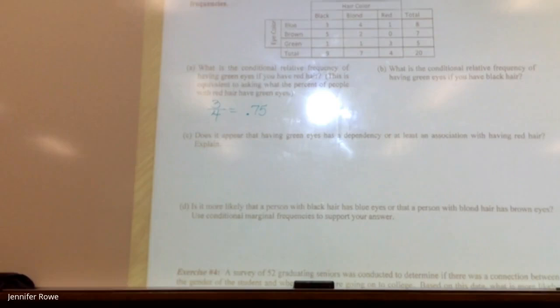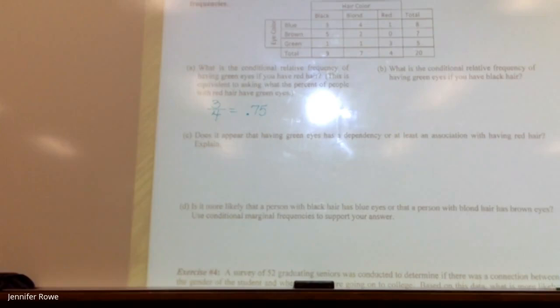Now it is based on, yes, you're right, one classroom. First of all, the fact that they had four people with red hair in one classroom is pretty impressive. Yes, we would want a bigger sample in order to do a generalization, but for that particular class, that's a pretty good indication of what's going on there.